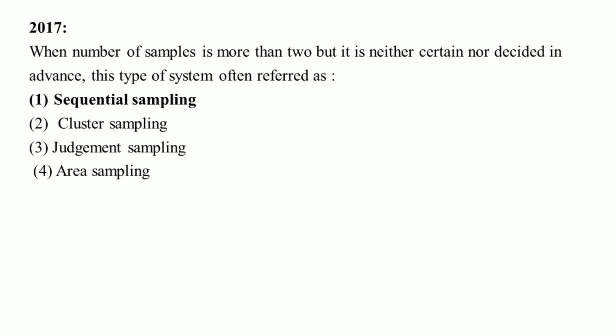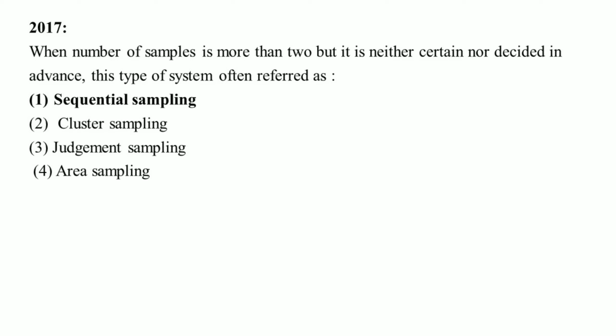Next one, the use of random tables for drawing a sample is also called as, right answer option 4, Tippett's method, which we discussed in our previous video. Next one, asymmetrical distribution indicates, right answer option 3, skewness. So moving on to 2017 UGC NET examination questions.